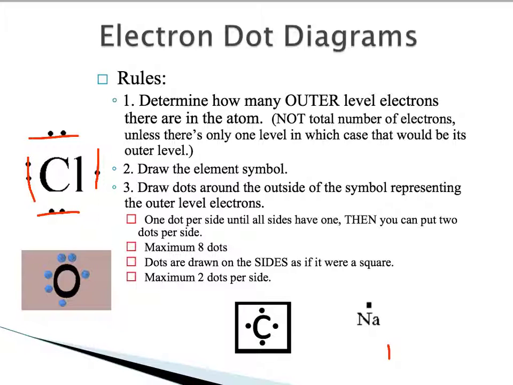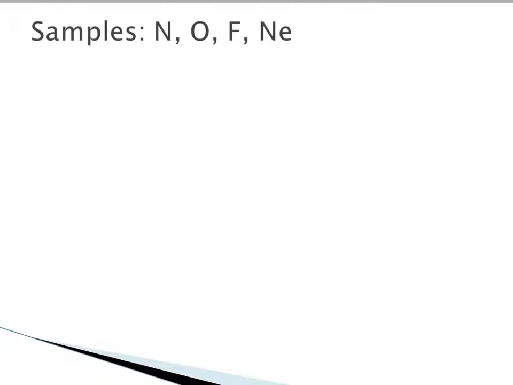So let's do it. Let's go nitrogen first. If we find out how many outer level electrons there are, it's 1, 2, 3, 4, 5. I see what group nitrogen is in, and I've got 5 to place. So according to my rules, I'm going to start on the top and put 1. I'm going to put 1 on each side until I have to double up, and then I'm going to go ahead and double up. Boom! That's nitrogen. Piece of cake.